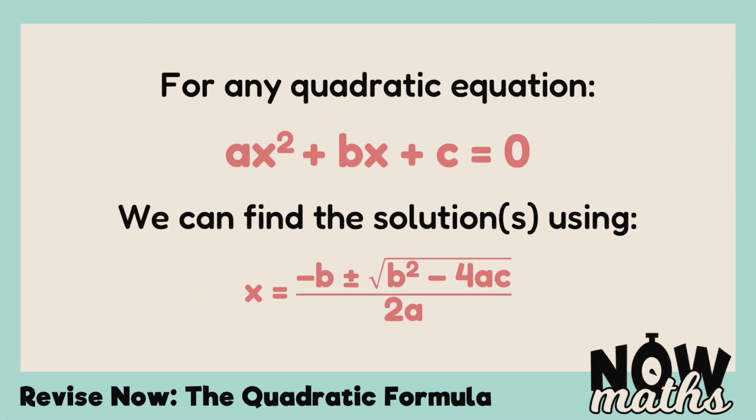The quadratic formula allows us to solve any equation in the form ax squared plus bx plus c equals 0, using the formula x equals negative b plus or minus the square root of b squared subtract 4ac all over 2a. In this video, we'll focus specifically on using equations in this form, and we will use a calculator to obtain our solutions.